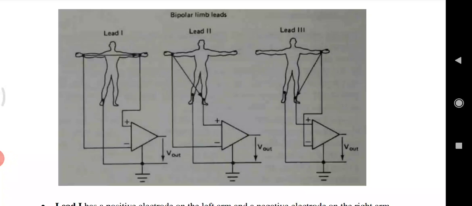In the second case, lead 2 has a positive electrode on the right arm and a negative electrode on the left foot. That is, lead 2 is a bipolar lead. And lead 3 has a positive pole on the left foot and a negative pole on the left hand. That is, lead 3 is a bipolar lead. That is all about the basic working of the standard limb leads or bipolar leads or Einthoven leads.